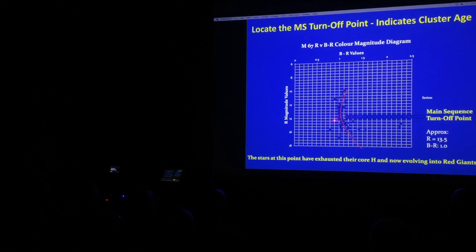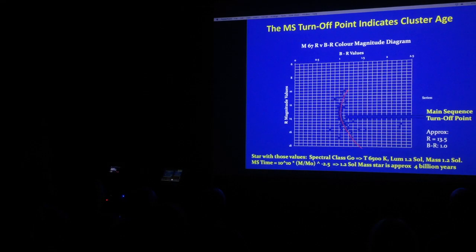If you look at this graph, you'll see the value of R is 13.5. Works out to about here, 13.5. And the B minus R, the colour index, works out to about 1. That should be the main sequence turn-off. Okay, so that's the point that values the stars that are turning off and just using the last of the hydrogen. They're going to have an R value of 13.5, they're going to have a colour index of 1.